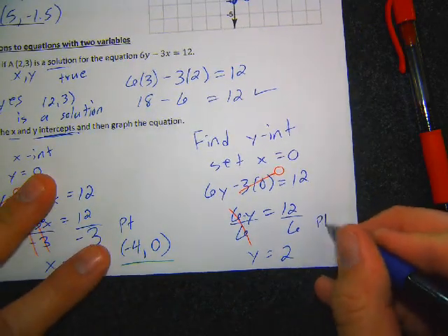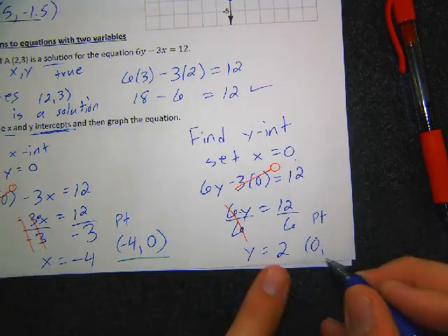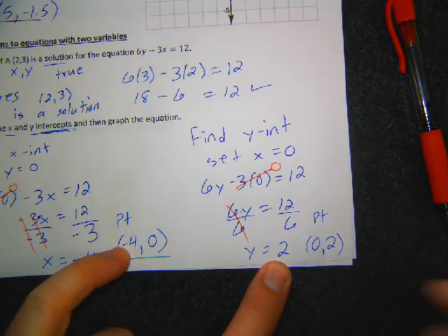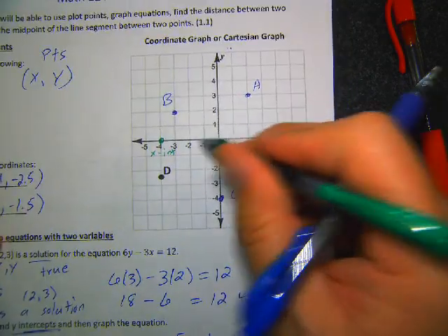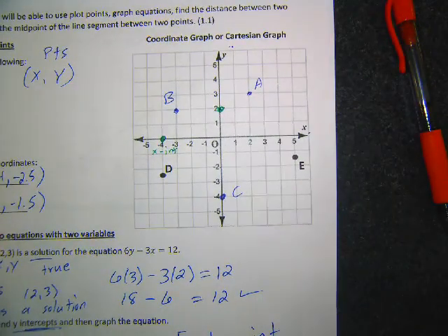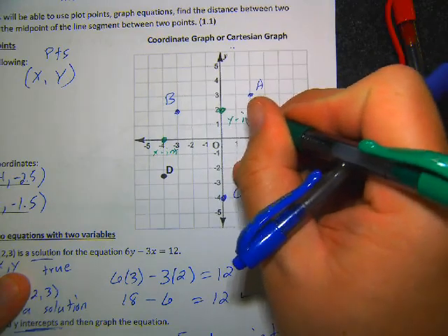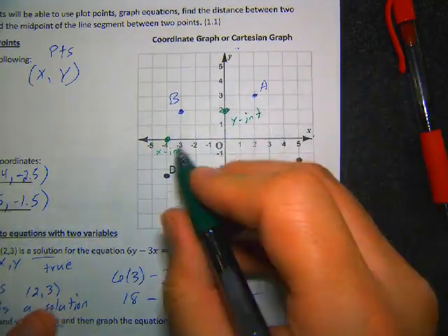Again, a point for this. The point, well, now the x is 0, so put 0 for x, and the y is 2, and that would be the point. So if I graph that point, that's the y-intercept point. It means I go over 0, up 2, so that 2 is the y-intercept. That's our y-intercept.